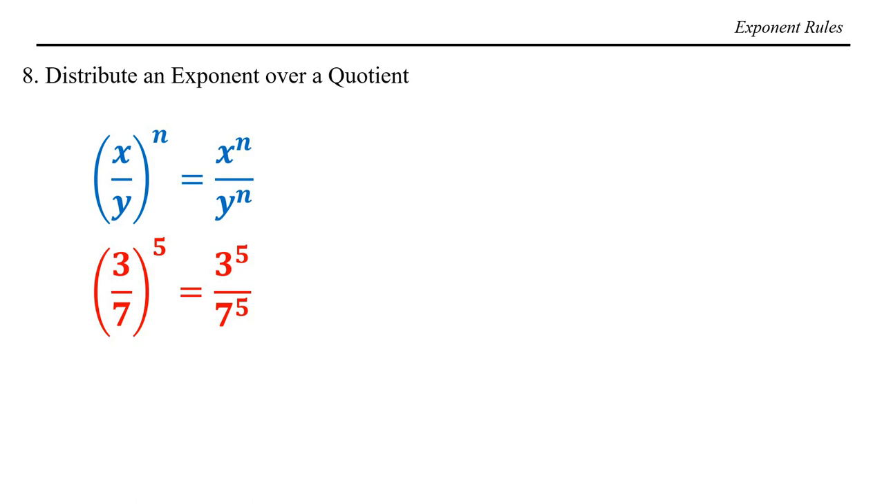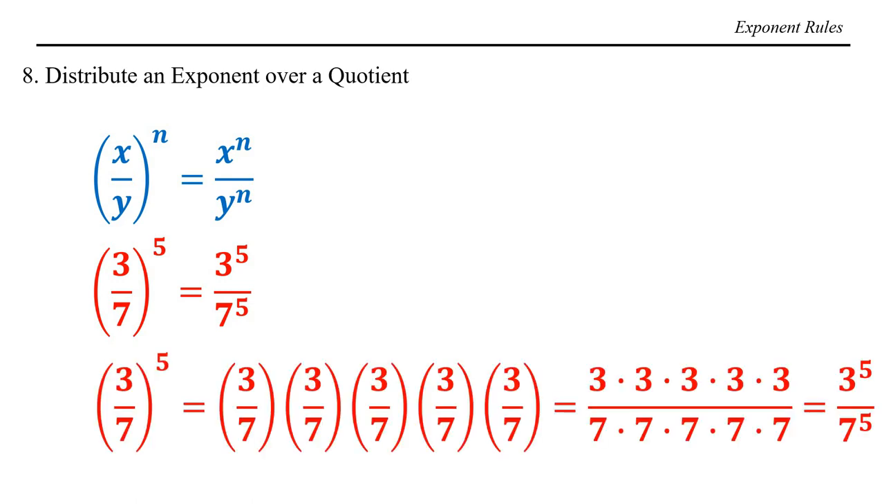And let's go ahead and prove that to be so. So if we took 3 over 7 to the power of 5, that would be equal to saying 3 over 7 times itself 5 times, right? And if we solved for that, we would have 3 times 3 times 3 5 times as the numerator, and then the denominator would be 7 times 7 times 7 times 7 times 7, which in turn is equal to 3 to the power of 5 over 7 to the power of 5.